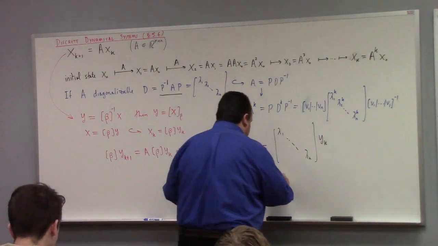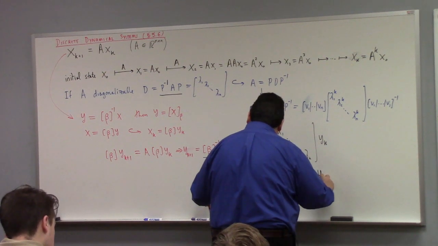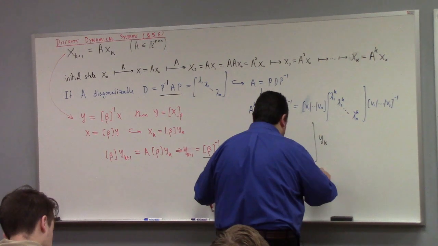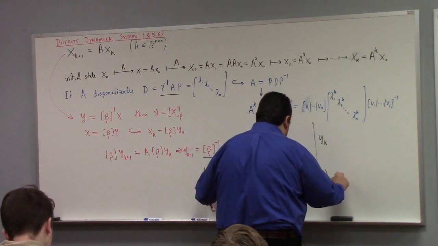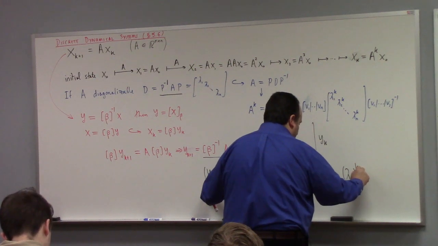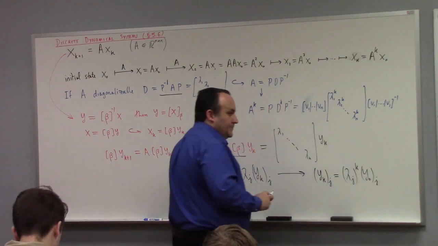To get to the next step, you just multiply by lambda, right? And so if you extrapolate this, the jth component of y sub k is equal to lambda j to the kth power times y sub naught, the jth component of that.